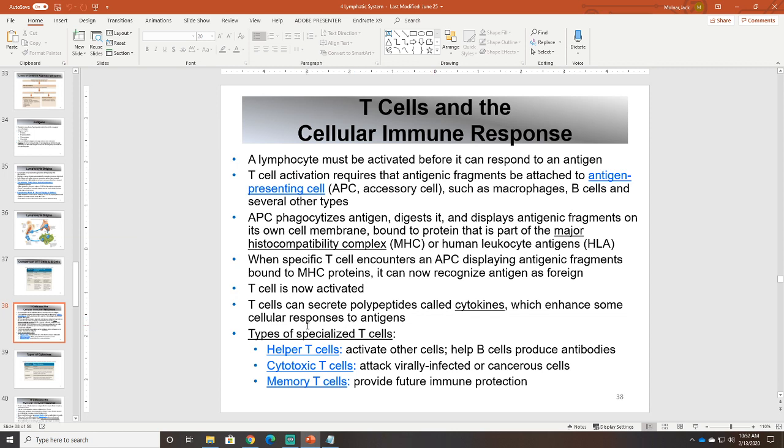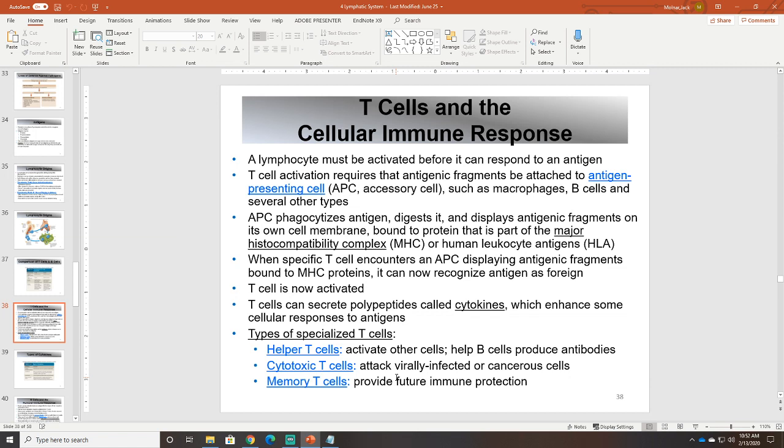So there's a couple types of specialized T cells. You've got the helper T cells, and they help activate other cells, and they help B cells produce antibodies. You have the cytotoxic T cells, cell toxic as well, toxic. So they attack virally infected or cancerous cells.